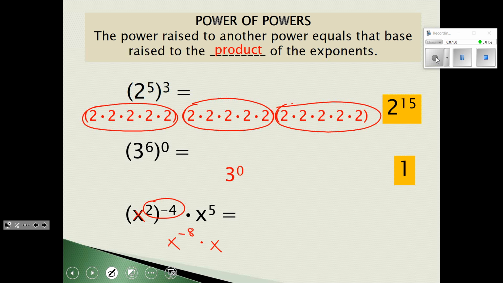Now we have the multiplication property. We have x to the negative 8th power times x to the 5th power, where we add the exponents. That would be x to the negative 3rd power. And of course, we have to move that downstairs. So our final answer would be 1 divided by x cubed, or x to the 3rd power.